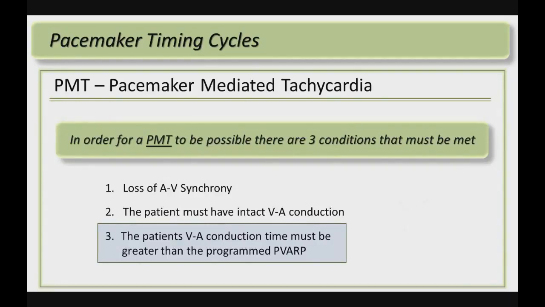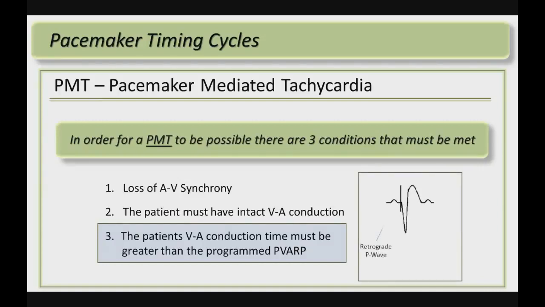Let's look at a little example here. First, we see a retrogradely conducted P wave. That P wave is sensed, and so we start an AV delay that times out, and then we V pace. With that V pace, a retrograde conduction wavefront starts, causing the next retrograde P wave. Now let's take a look at the effect that PVARP has on a PMT. If we take our PVARP and move it up, we can see that that next retrogradely conducted P wave lands just outside of the PVARP.